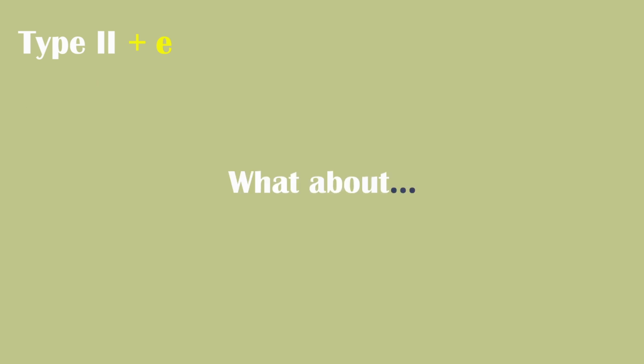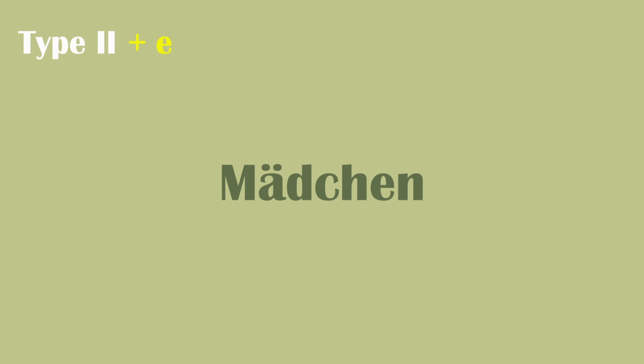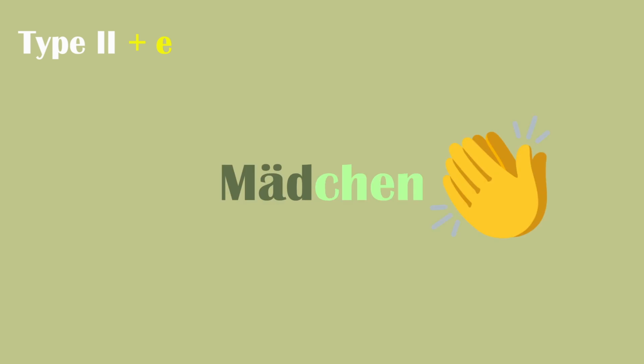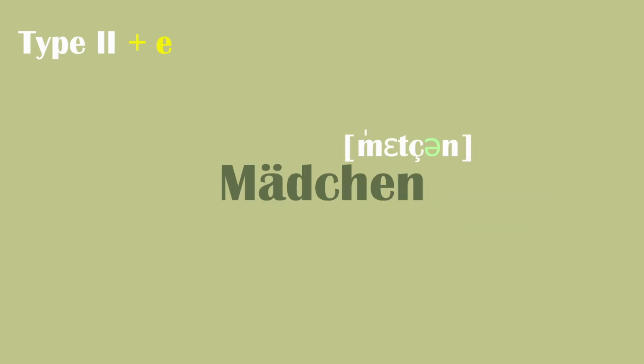Type 2 nouns add just a schwa, which is represented by the letter E. So we get Arm, Arme, Bein, Beine, Brot, Brote. What would be the plural of Mädchen? Just a hint, Mädchen has 2 syllables. Mädchen. There's a schwa in the last syllable and schwa deletion applies. The plural of Mädchen therefore is Mädchen.